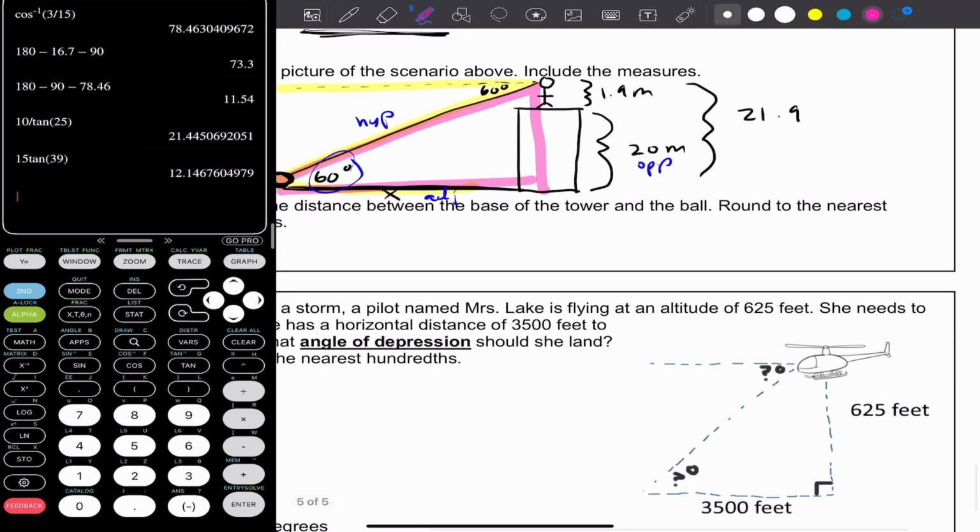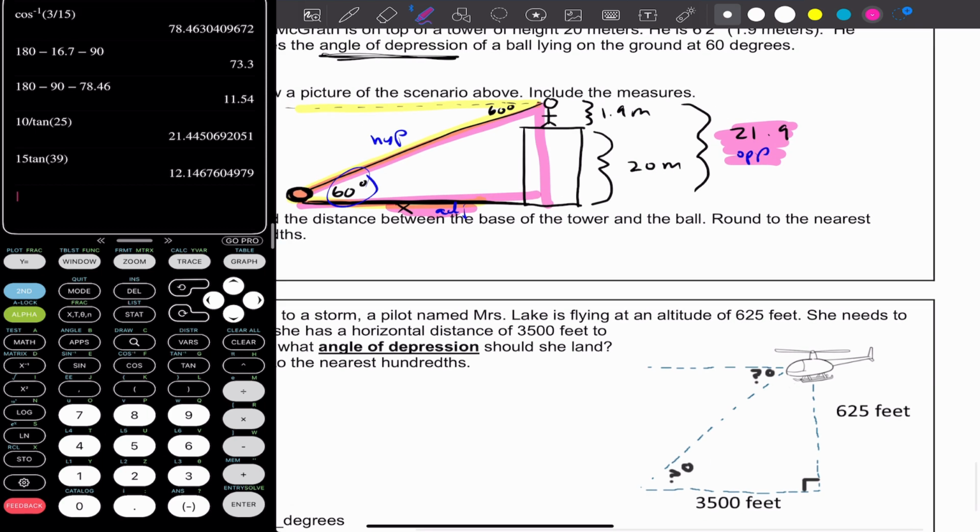So the given values are 21.9 and x. So I have opposite and adjacent, yes? So I write tangent of 60 because, again, if I write SOHCAHTOA up top, that's your best friend. I have opposite and adjacent, that means I'm using the tangent function.